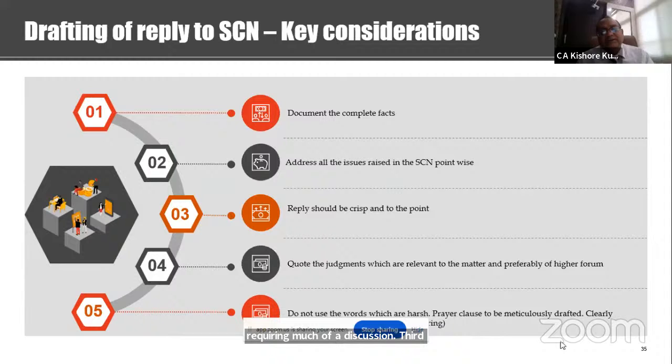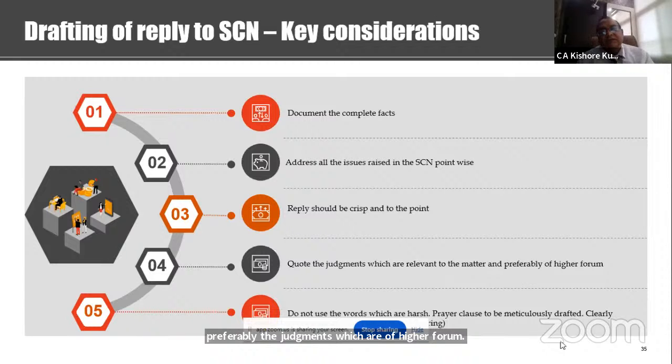Third important aspect is the reply should be crisp and to the point. Don't quote jargons. There is no need. Quote the judgments which are relevant to the matter, and preferably the judgments which are of higher forum. Do not use any harsh words.